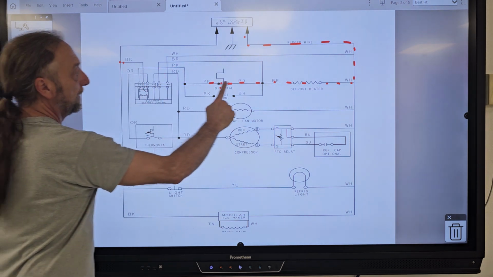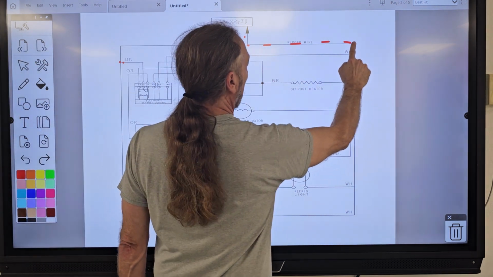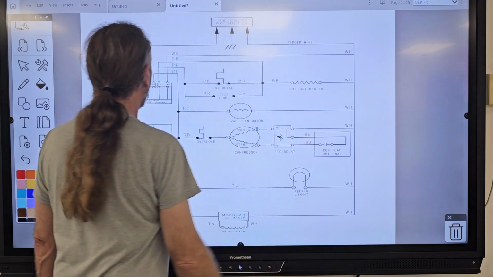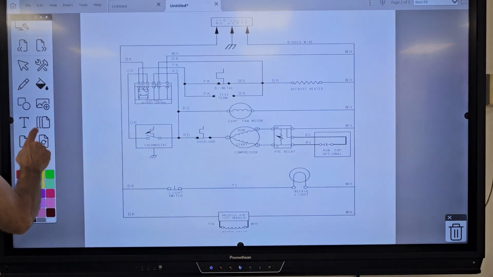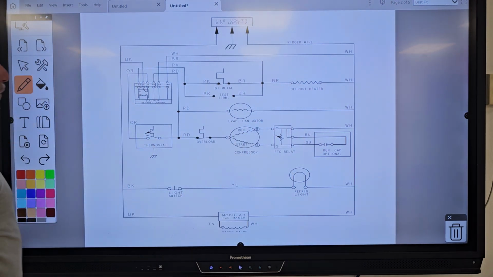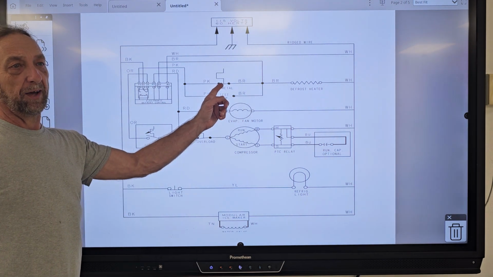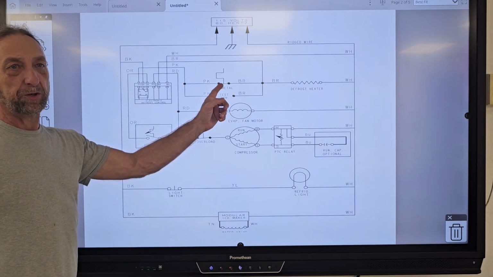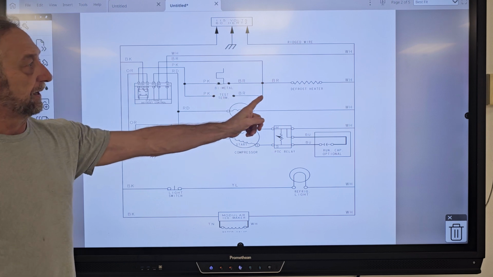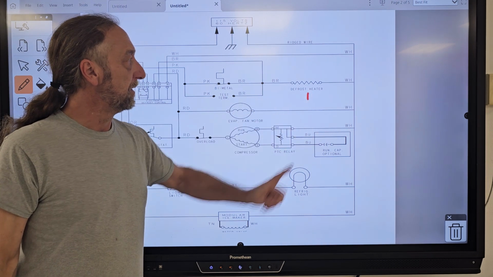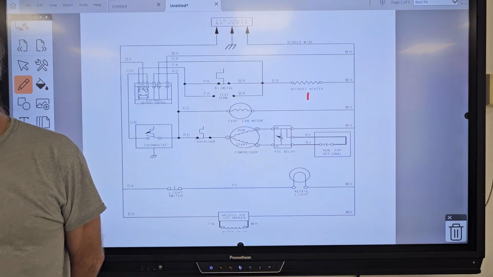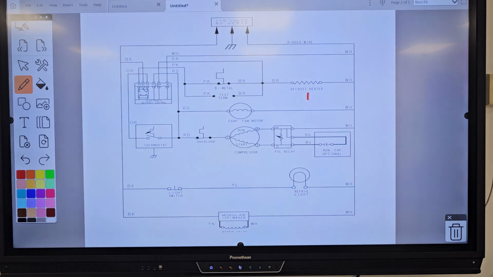So, could we do pink and brown then? Well, let's take a look at it. Pink and brown is what? My defrost thermostat. Where's voltage supposed to be? At the heater, right? And what 2 wires go to that heater? Brown and white.